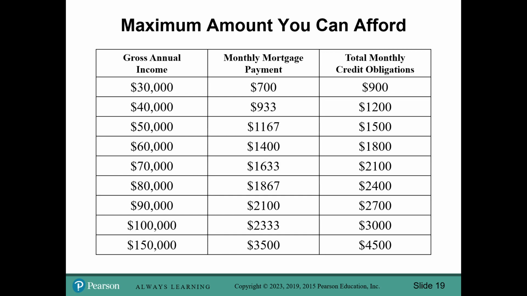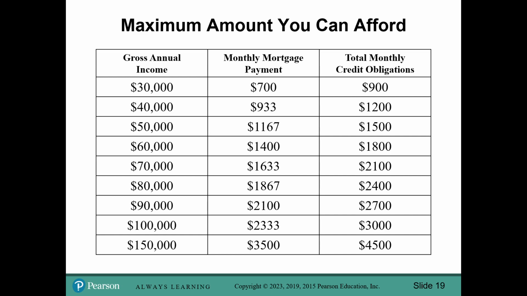Let's go from there. So if we look at our gross annual income, which is about how much you make a year, we're looking anywhere from $30,000 to $150,000. Okay, so they're saying, based on those percentages I gave you, that if you make $30,000 a year, you should be able to afford a monthly mortgage payment of $700 and a total monthly credit obligation of $900.